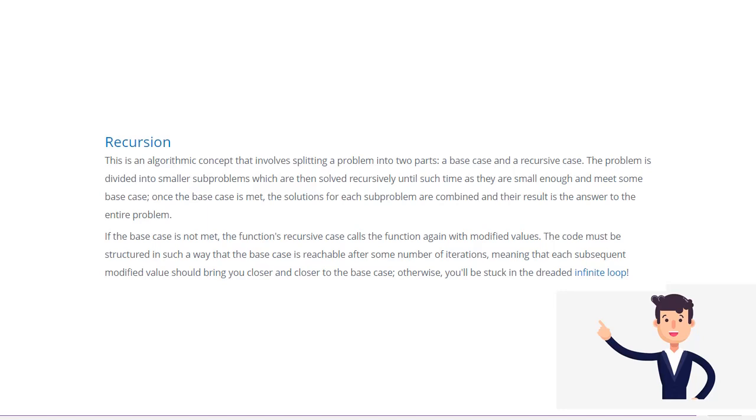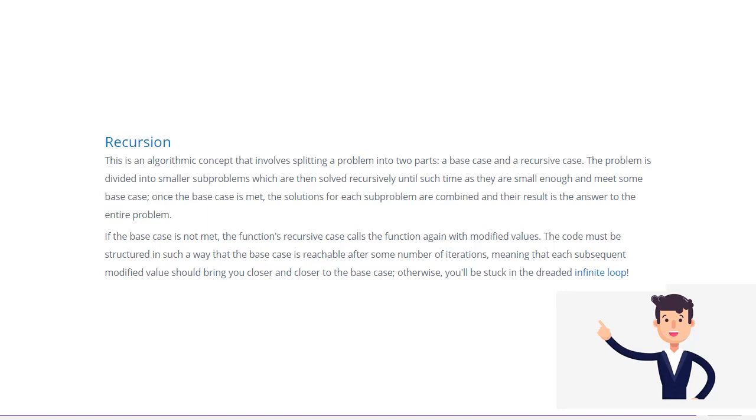If the base case is not met, the function's recursive case calls the function again with modified values. The code must be structured in such a way that the base case is reachable after some number of iterations, meaning that each subsequent modified value should bring you closer and closer to the base case, otherwise you will be stuck in a dreaded infinite loop.